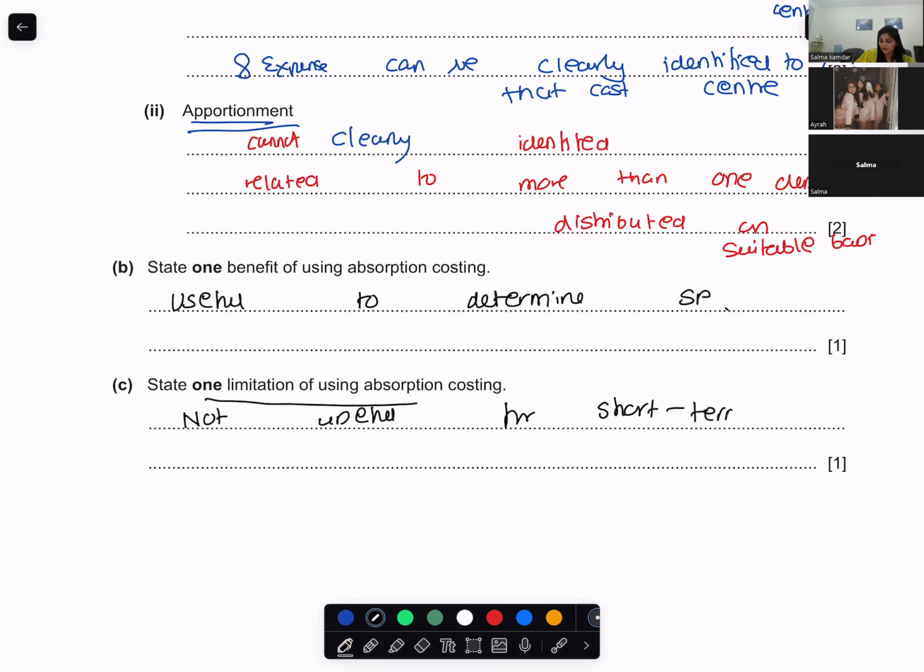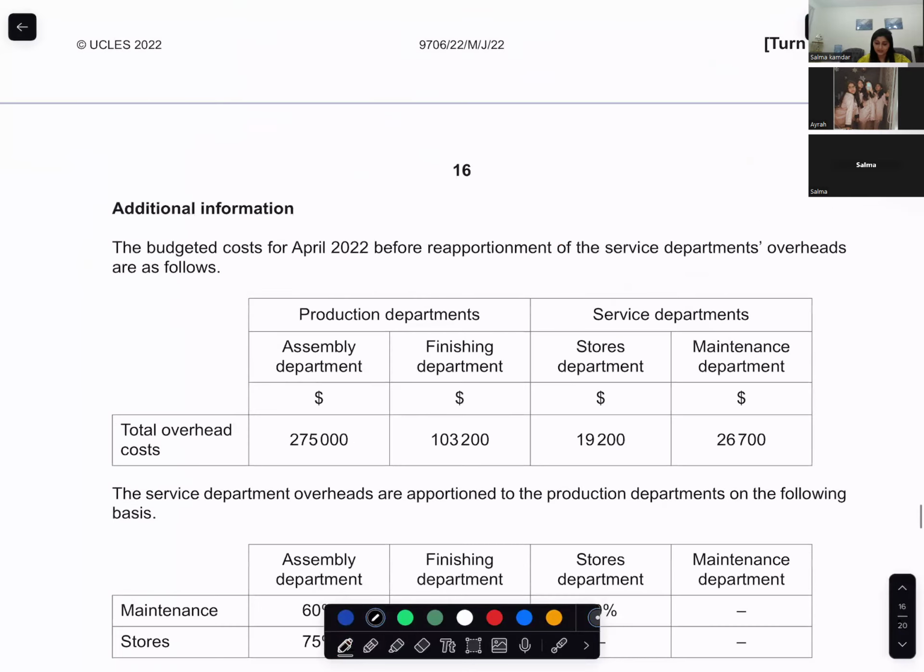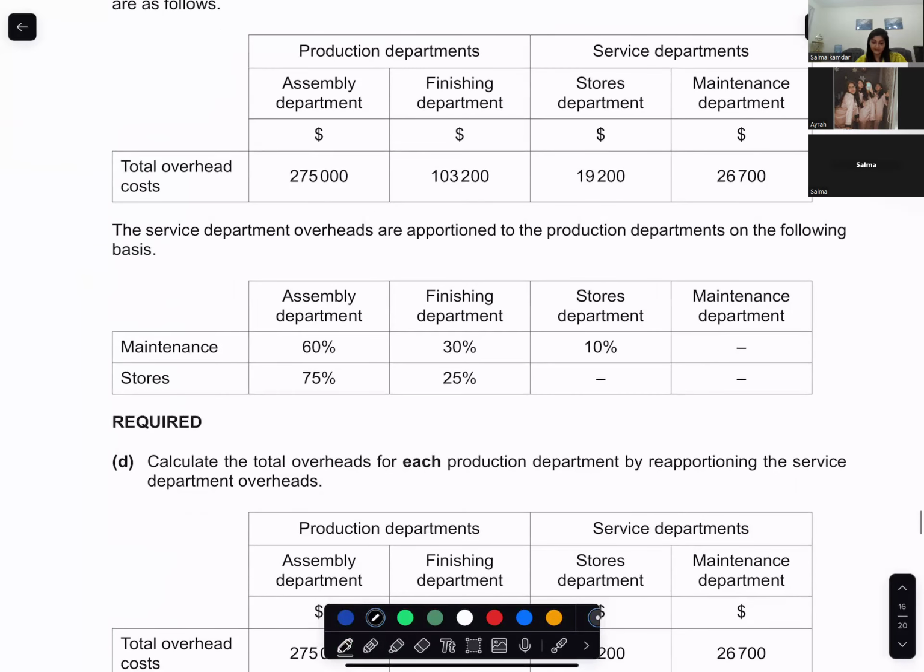Why do you make short-term decisions? If you have some special order or you have to decide whether you need to buy from manufacturer A or you have to manufacture. At that time, if you have a positive contribution, you go ahead with your decision. Are you with me?